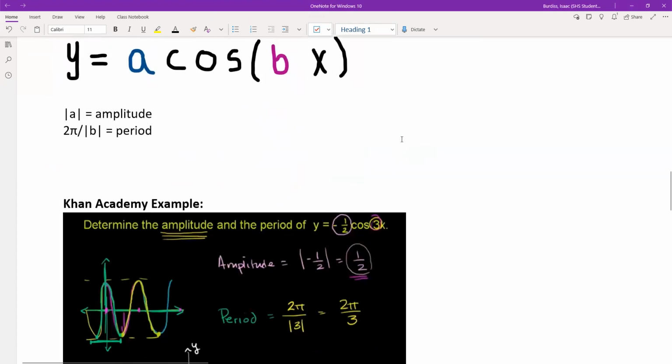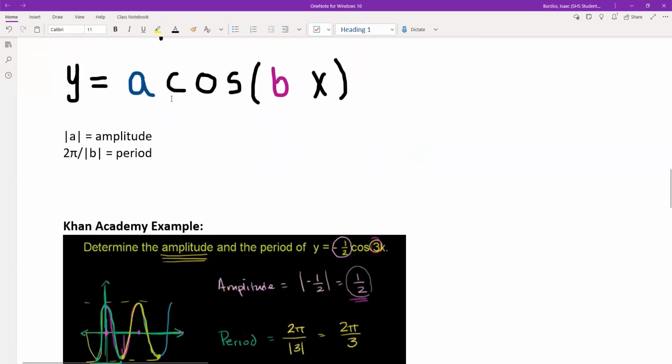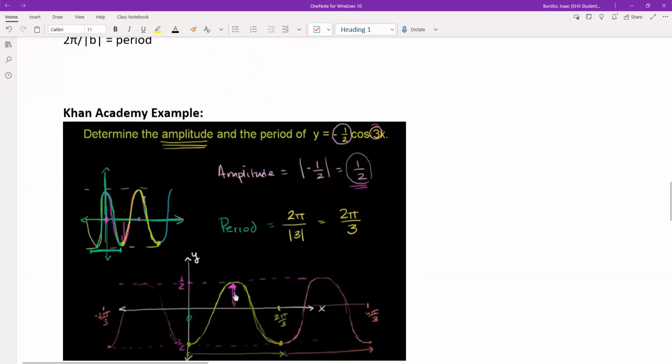And for any equation, this says cosine, but it could be sine too. A is the amplitude, and 2 pi divided by B is the period. And notice it's absolute value. That's how you get those. So the absolute value of whatever happens to be there for A, that's the amplitude, and then 2 pi over the absolute value of whatever's by the x, that's the period.